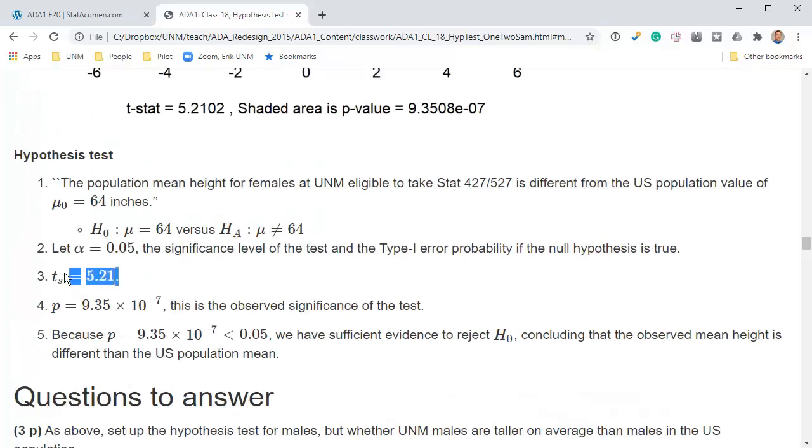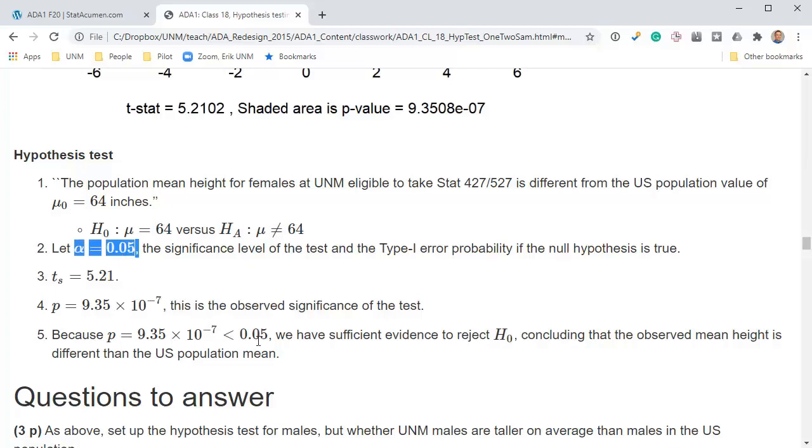So here's a t-statistic, 5.2. Here's the p-value, now 9.35 times 10 to the negative 7. That means that there's 6 zeros before this 9. So this is 0.000009. Okay, so that's the observed significance of the test. Is that less than 0.05? Is that less than alpha?